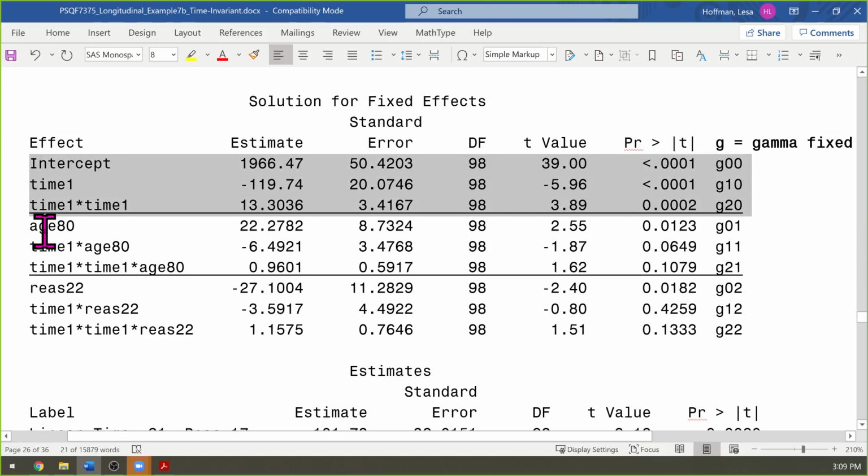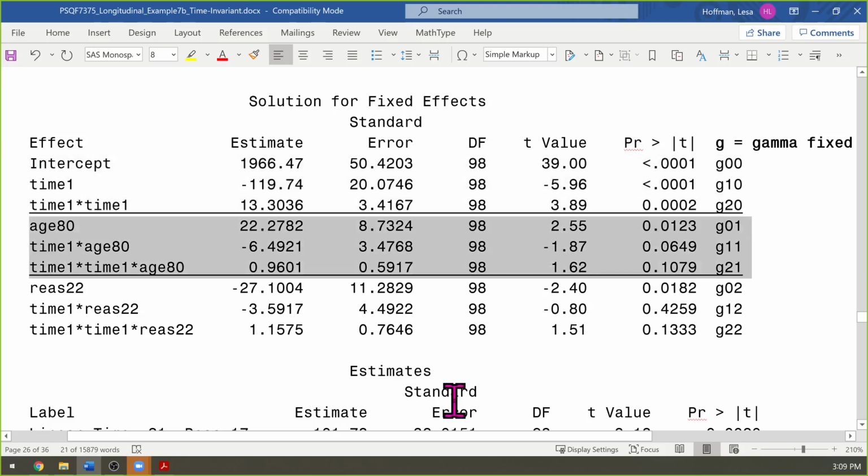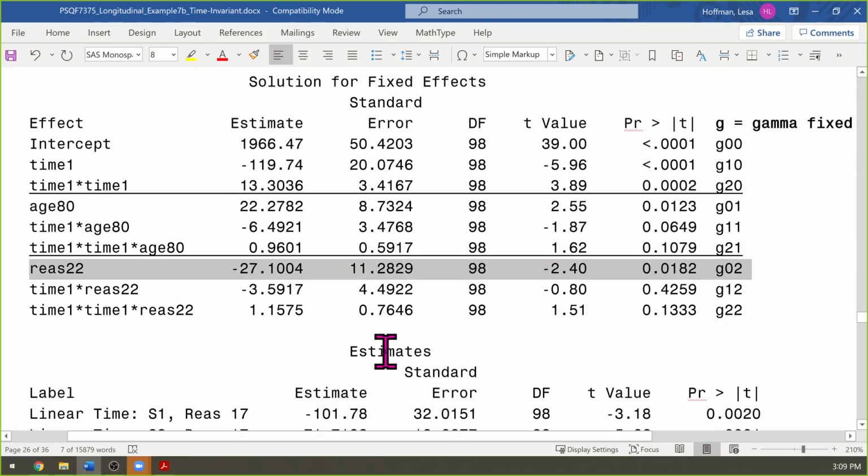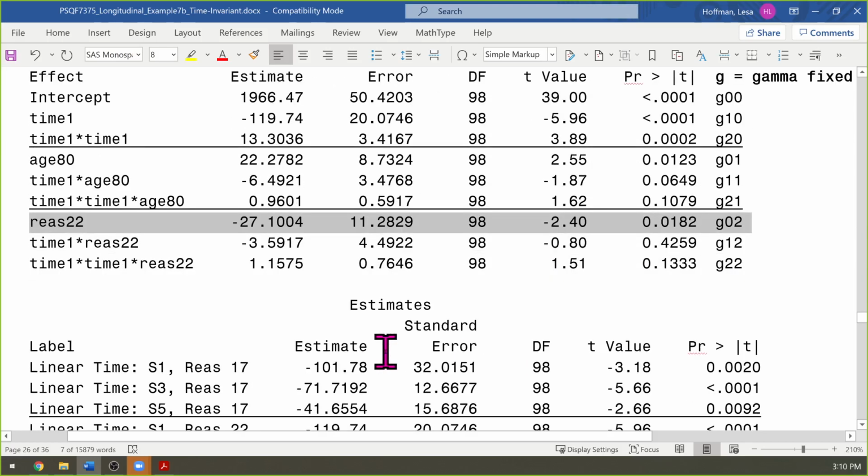These three terms still talk about how age moderates each aspect of the growth curve. Same pattern as before. Older people start out slower. They change more initially, but they decelerate more as well. For this one, what does that one tell me? Main effect of reasoning. It is -27 as a coefficient, and it is significant.